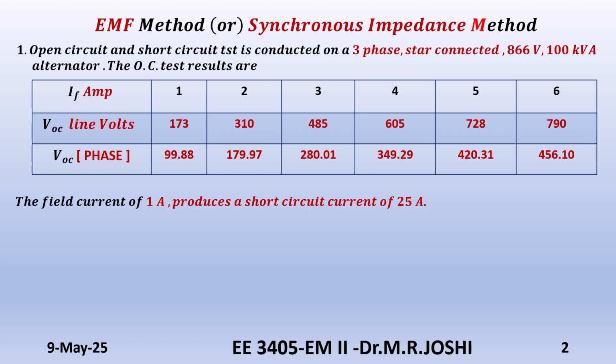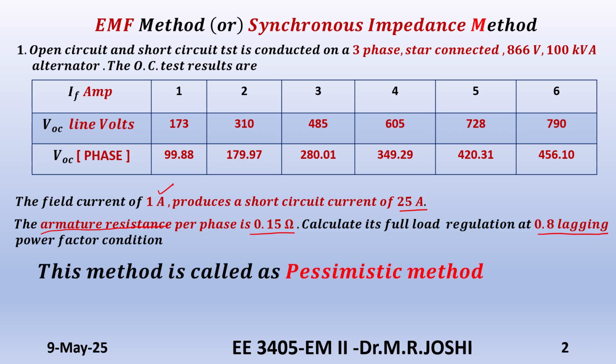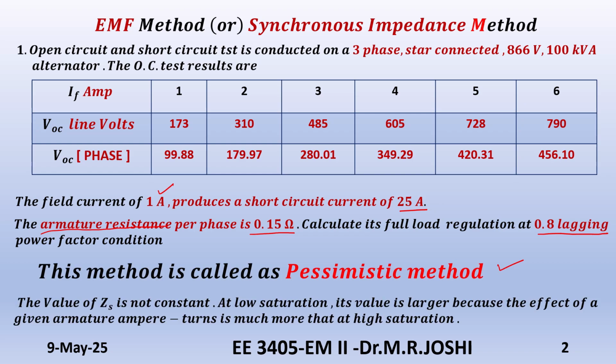Now, a field current of 1 ampere which produces a short circuit current of 25 ampere is given, and the armature resistance RA per phase is given as 0.15, at a power factor of 0.8 lagging. This method is called the pessimistic method.